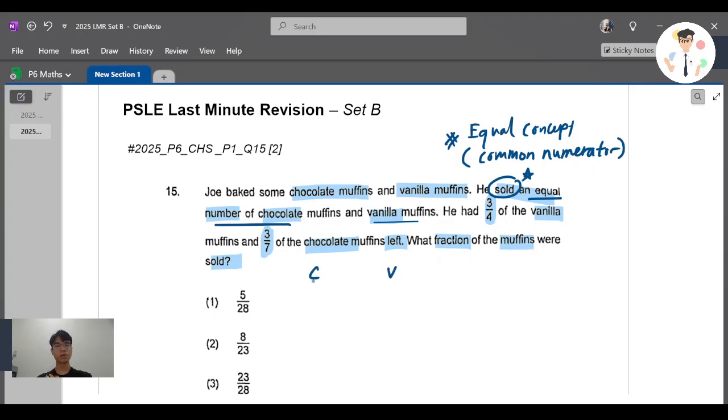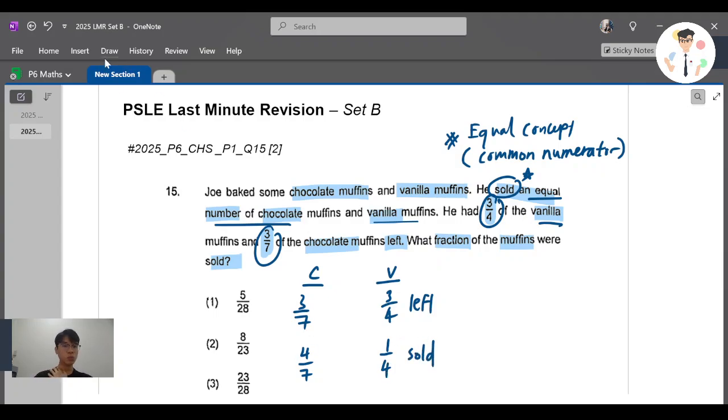Now look here. I have chocolate, I have vanilla. I have 3 out of 4 vanilla left, and I have 3 out of 7 of the chocolate left. But what is important here is that what is equal is actually the sold part. So if I have 3 out of 7 left, how many sold? 4 out of 7. If I have 3 out of 4 left, it means 1 out of 4 sold.